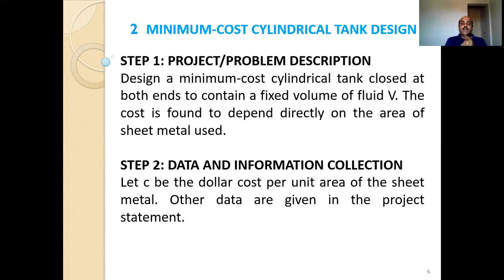Then the second step is data and information collection. Let's say the dollar cost per unit area of the sheet metal. Other data is given in the project. So the data is not much; it is a very simple design we're talking about here, and data and information collection looks very simple. We'll be discussing in terms of dollars per unit area of the sheet metal, meaning what is the cost per unit area of the sheet metal? We're taking it as C.